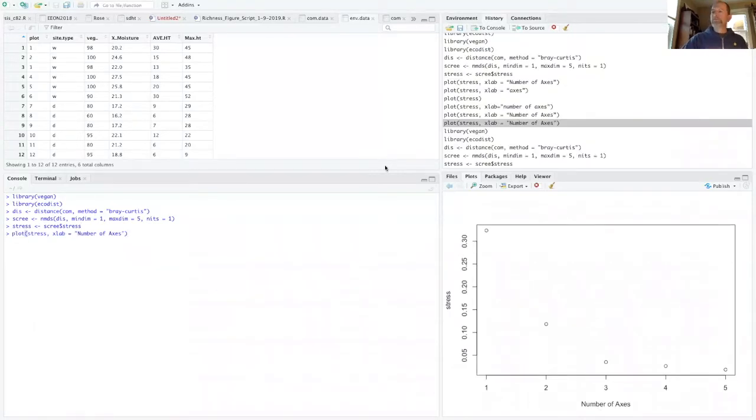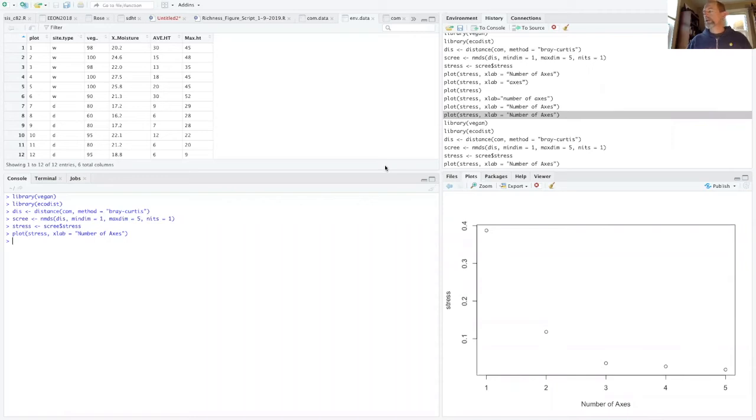I'm going to plot stress by number of axes. If you have any trouble with this, it's possible that the quotation marks are being recorded differently, and so occasionally you may have to retype some of this code. So if you run into trouble, just try that. Try going back and making sure that all the text is recognized. So what does this plot say?